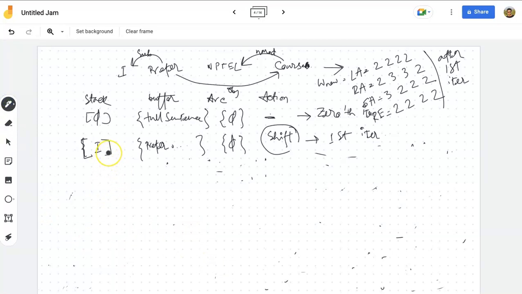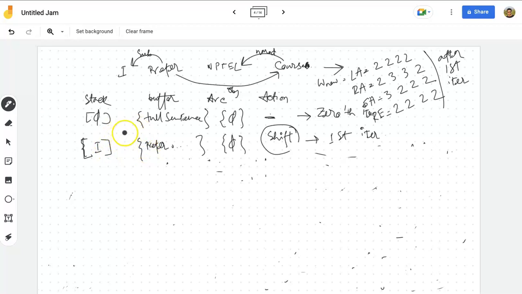Okay, so what will be the next iteration? In the next iteration, what should we do? Top of the stack is I, but in the buffer we have prefer. So now let's check what is the relation from the top of the stack with the top of the buffer. If you see the gold parsing, there is a relation from prefer to I, so basically from buffer to stack.